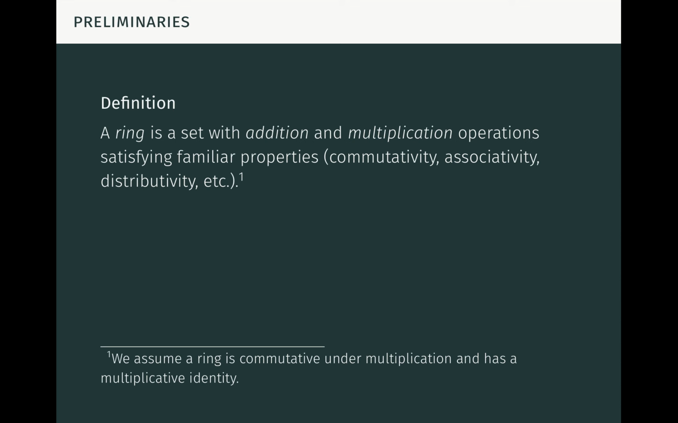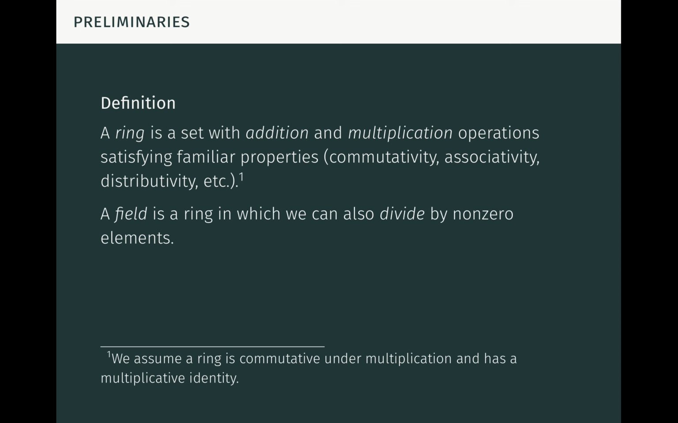First, recall that a ring is a set with addition and multiplication operations defined on it, satisfying familiar properties like commutativity and associativity and distributivity and so on. Note, we're going to assume that a ring is commutative under multiplication and has a multiplicative identity. A field is just a ring in which we can also divide by non-zero elements.